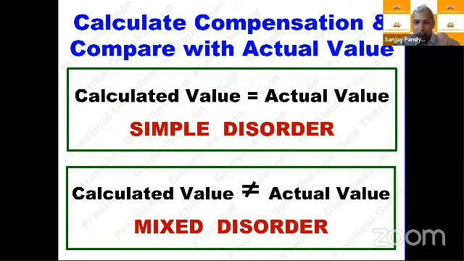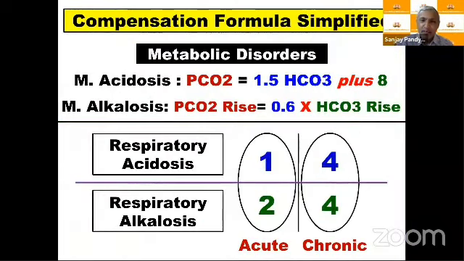Again, I would like to revise what all of you have learned very well: in metabolic acidosis, PCO2 is equal to 1.5 times bicarbonate plus 8. In metabolic alkalosis, the rise in PCO2 will be 0.6 times the bicarbonate rise. In respiratory acidosis, remember 1.4. In respiratory alkalosis, remember 2.4.